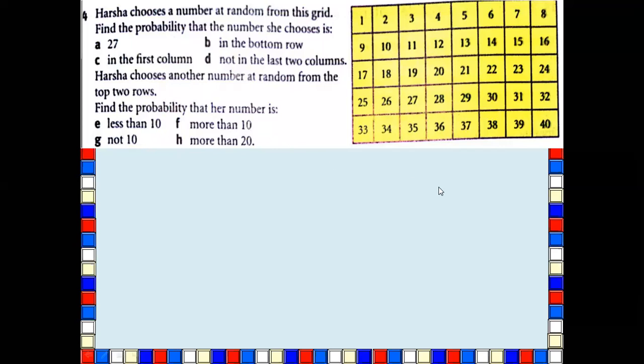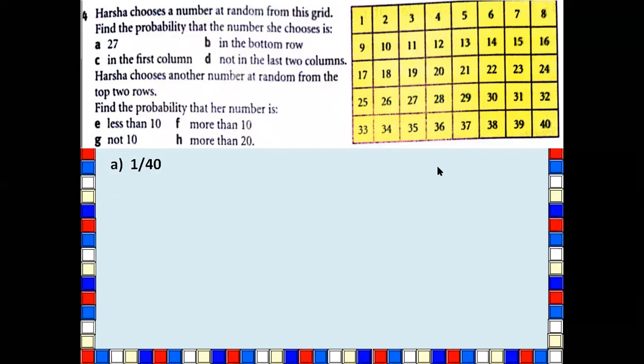So let's start with Zaina. 27. It is 1 out of 40. Excellent. We have only one 27. Here is the 27. Out of all the numbers are 40. We have 40 numbers here. So it's 1 out of 40. Thank you, Zaina. Well, يلا Tala.